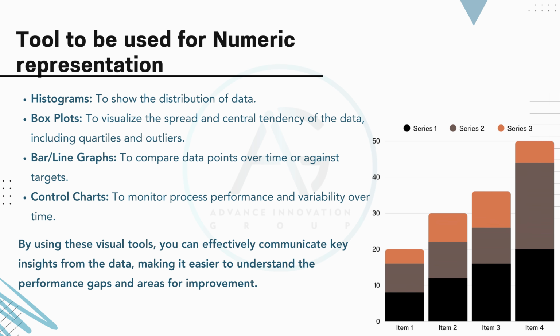They show medians, quartiles, and potential outliers, making it easy to spot variability in the dataset. Bar and line graphs are commonly used to compare data points either over time or against set targets. Bar graphs are especially helpful when comparing categories, while line graphs show trends more clearly over continuous intervals.